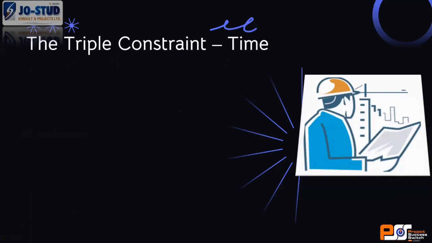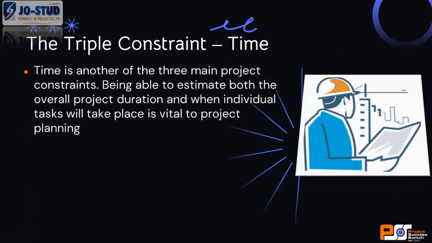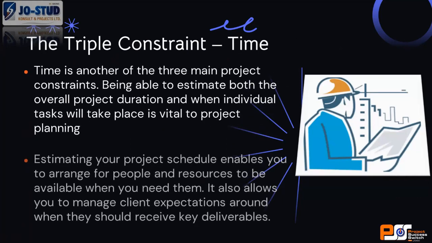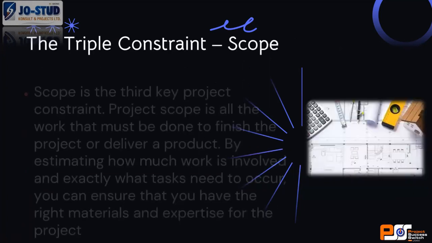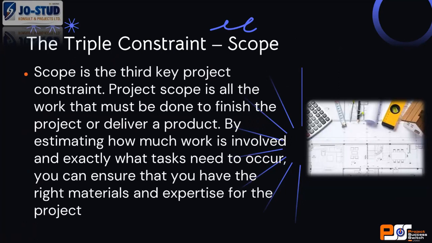Now, I'm going to skip all of this for us to read up on our own. Cost estimating, time is another of the 3 main constraints. So I just try to give a little bit of explanation of the trend. Then scope is another triple constraint.